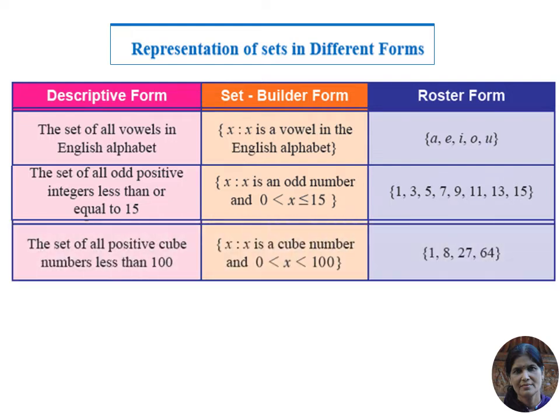Next example, the set of all positive cube numbers less than 100. In set builder form, it will be all x such that x is a cube number, and x is greater than 0 and less than 100. So in roster form, the numbers less than 100 that are cubes are 1, 8, 27 and 64.